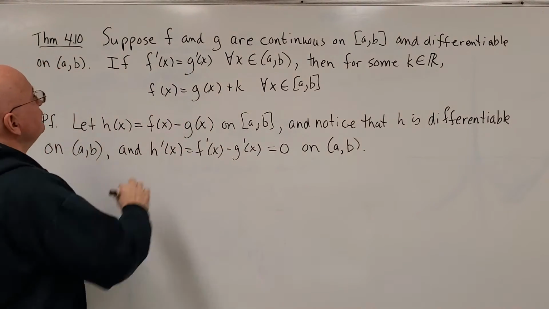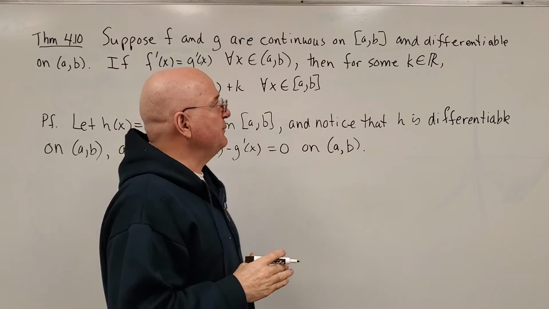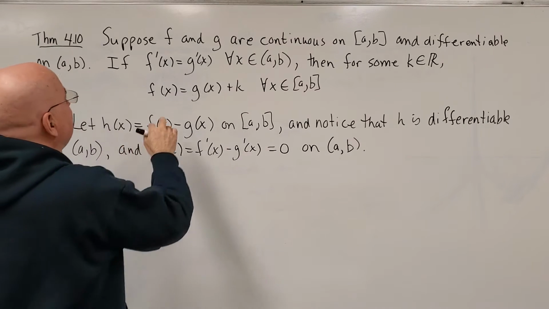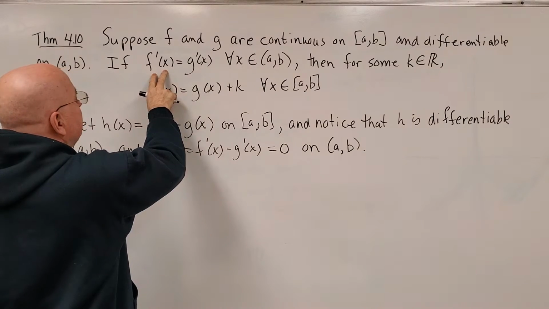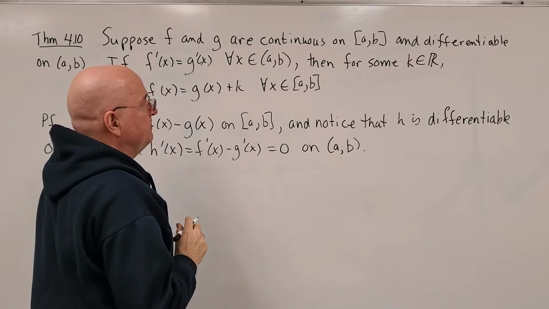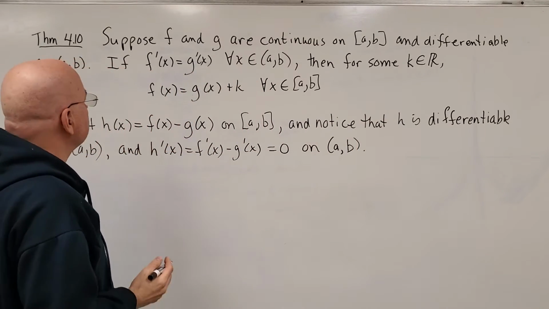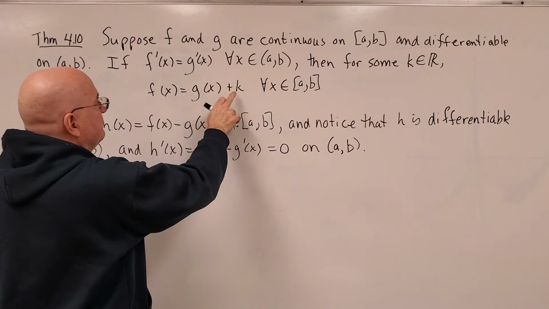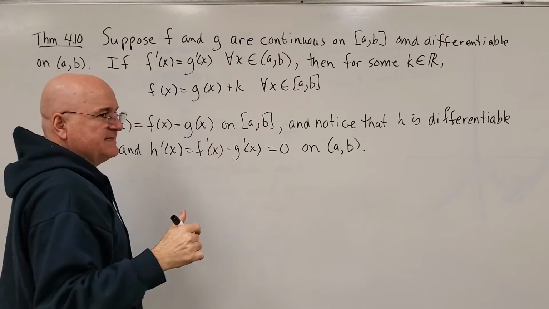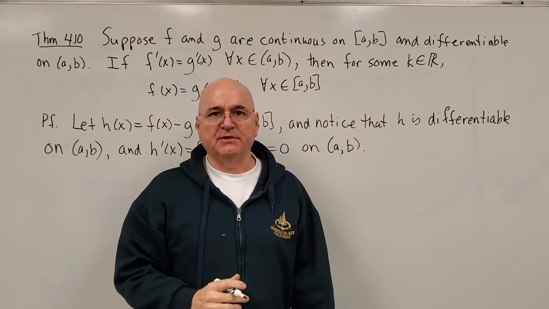If we take two functions f and g, and they're both continuous on the closed bounded interval [a,b], and they're both differentiable on the open interval (a,b), and if further we have that f prime of x is equal to g prime of x for all x in the open interval (a,b), then for some constant k in the real numbers, k is going to be an offset, f of x is equal to g of x plus k. So that means if k is a positive number, f and g are going to have exactly the same shape, but g of x will just be lifted up. And if it's negative, it would just be dropped down below f of x.